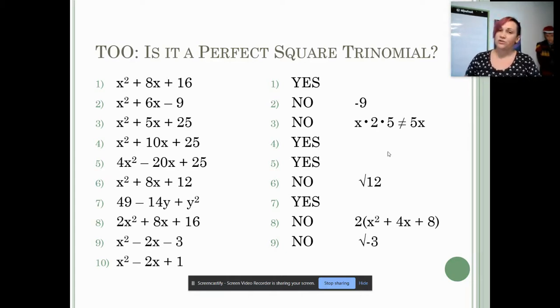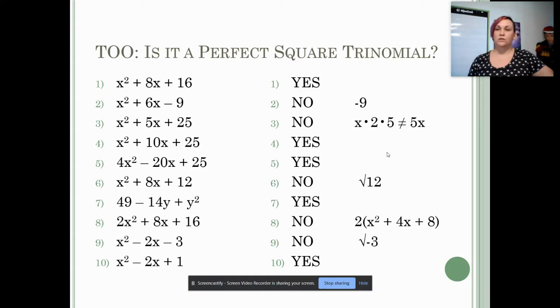Now, number 10 is a little bit tricky. Number 10 is actually a yes. The square root of 1 is 1, and x times 2 times 1 does equal 2x. So that was a yes. So in total right now, we have 1, 2, 3, 4, 5 yeses and 5 nos.